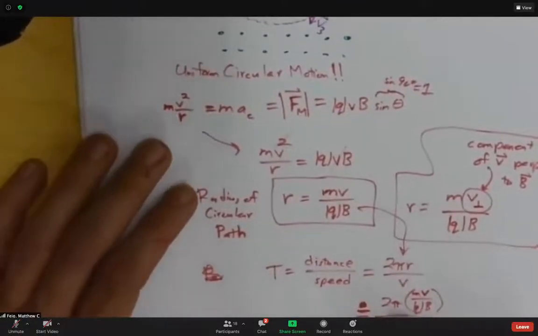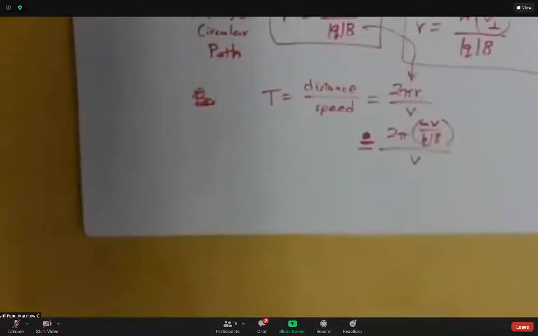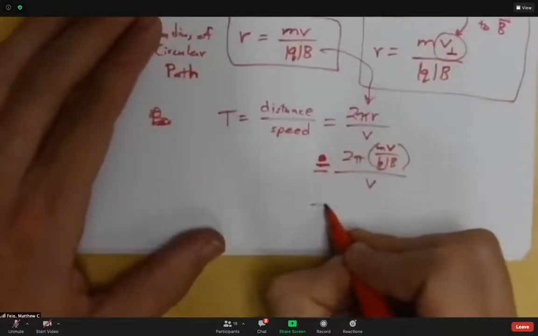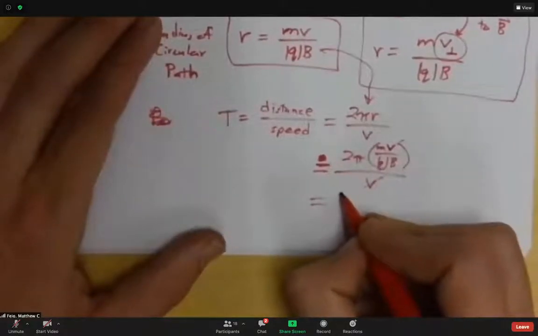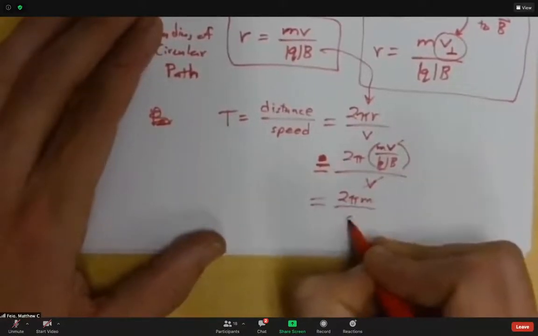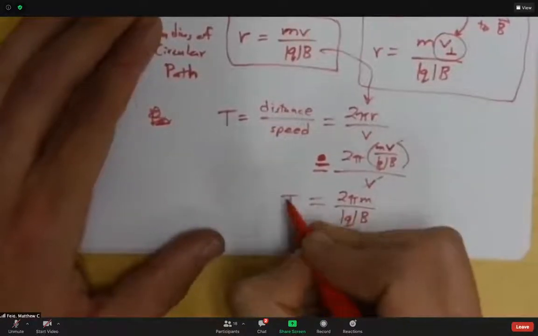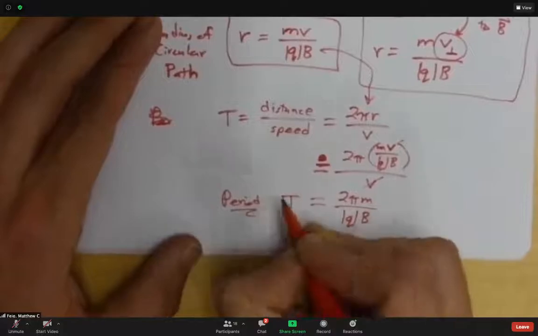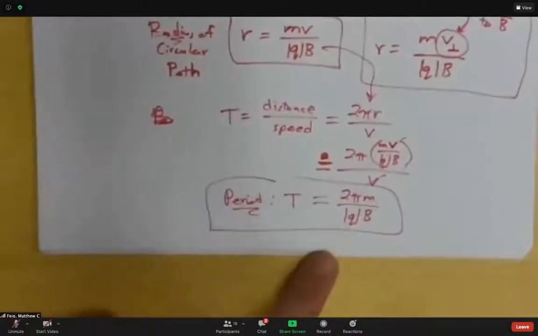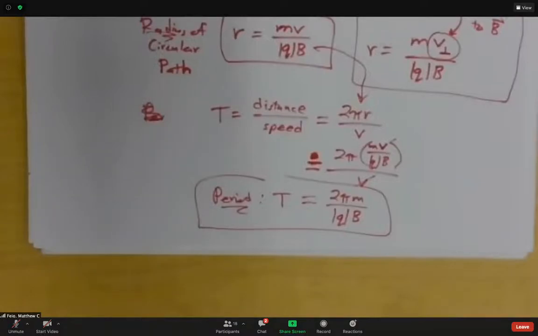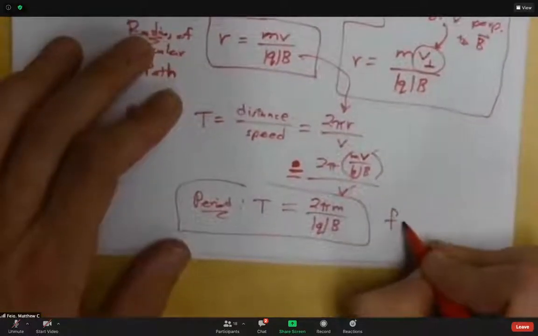And something kind of interesting happens here. What happens to the v's? I think they cancel out. So the time to go around would be 2 pi m over qb. And that's period. And if you take the reciprocal of that, you can call it frequency. The frequency depends on the type of object, Q and M, and how strong the magnetic field is, but it doesn't depend on how fast you're going. And that's true. I'll write the reciprocal here. F is the reciprocal of T.